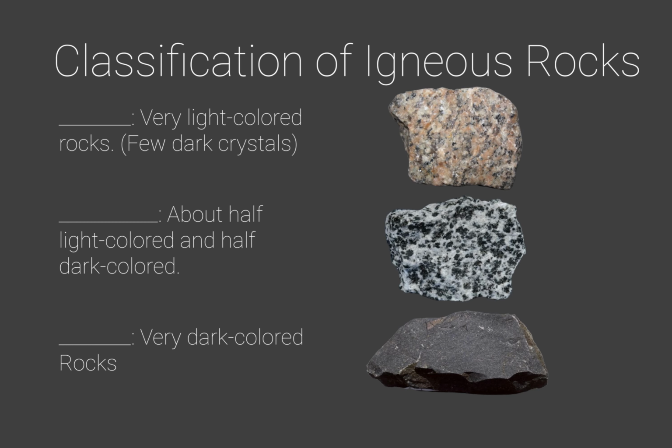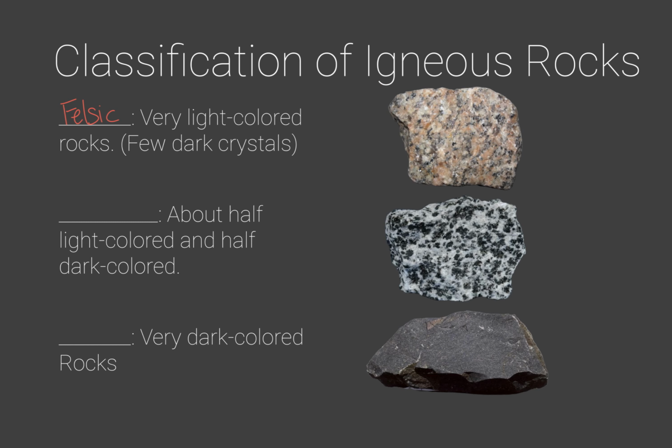The second part of classifying igneous rocks has to do with their coloration, and there's some terms you'll need to know with that too. The first is felsic. Felsic rocks are very light colored. They have very few dark crystals, like this granite that is just to the right. This granite right here is a felsic rock.